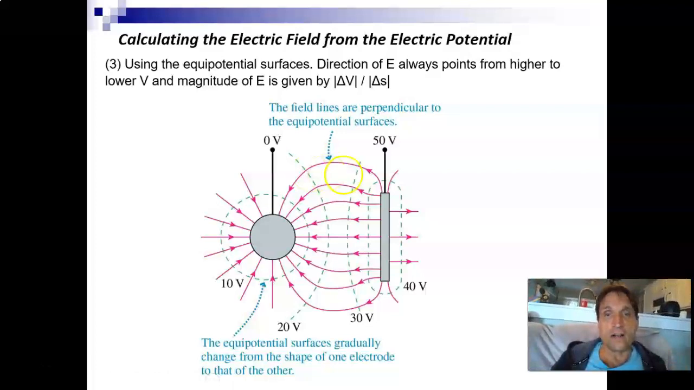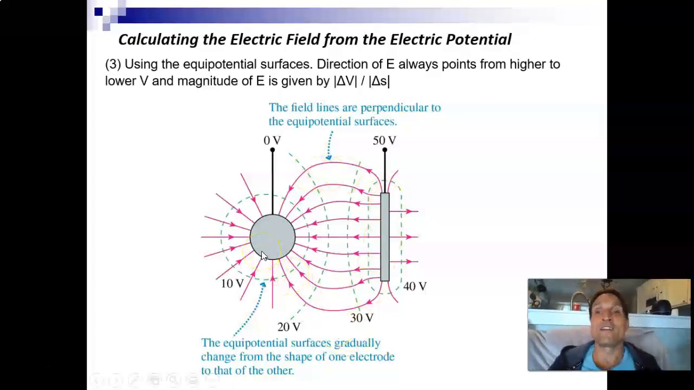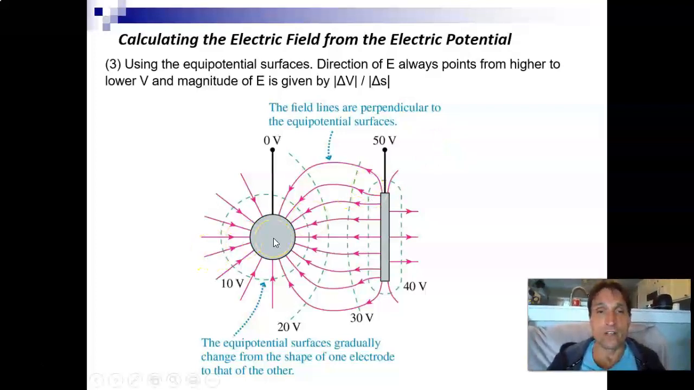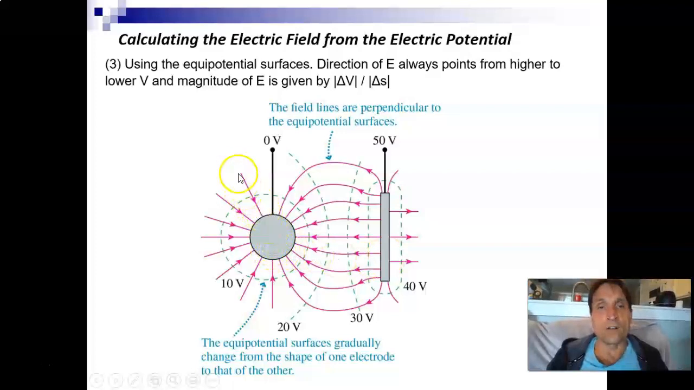So here's another example of how the equipotentials are perpendicular to the field. Here we have two electrodes, a spherical electrode and a plane electrode. We know that the electric field outside of a sphere is along the radial direction, so these field lines are along the radial direction.